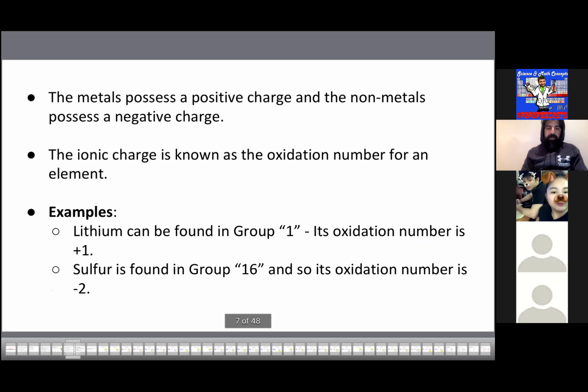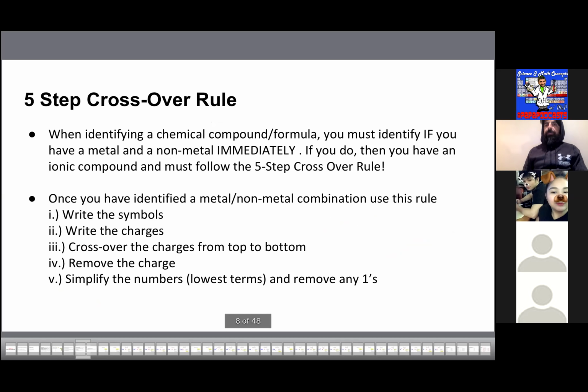Okay, so let's clear that and move on. So here is the 5-step crossover rule that I outlined on the very, very first night.